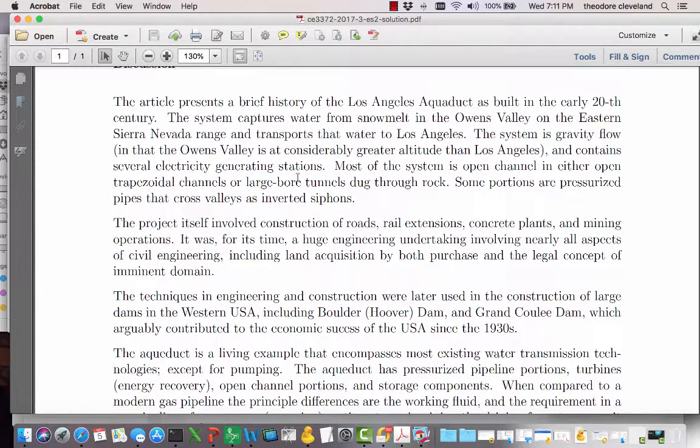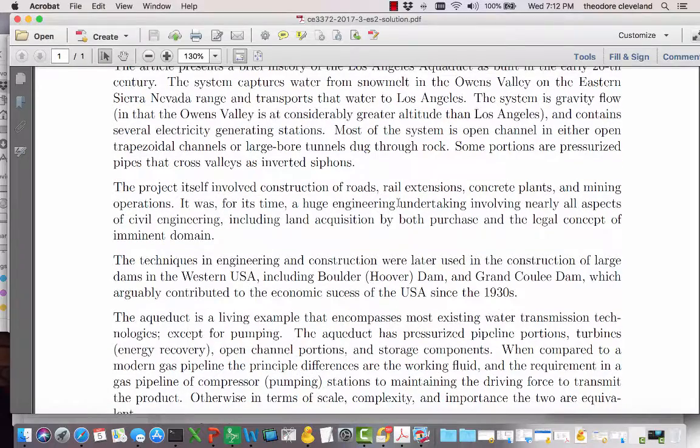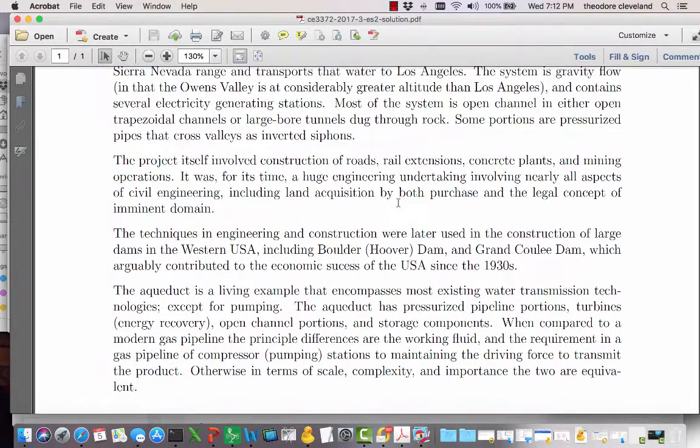So the article presents a brief history of the Los Angeles Aqueduct. It was built in the early 20th century. The system captures water from snowmelt in the Owens Valley in the eastern Sierra Nevada and transports that water to Los Angeles. The system is gravity flow, in that Owens Valley is considerably greater altitude than Los Angeles, and contains several electricity generating stations. So as the water is making its way to LA, it's also making electricity. Most of the system is open channel in either open trapezoidal channels or large bored tunnels dug through rock. Some portions are pressurized pipes that cross valleys as inverted siphons.